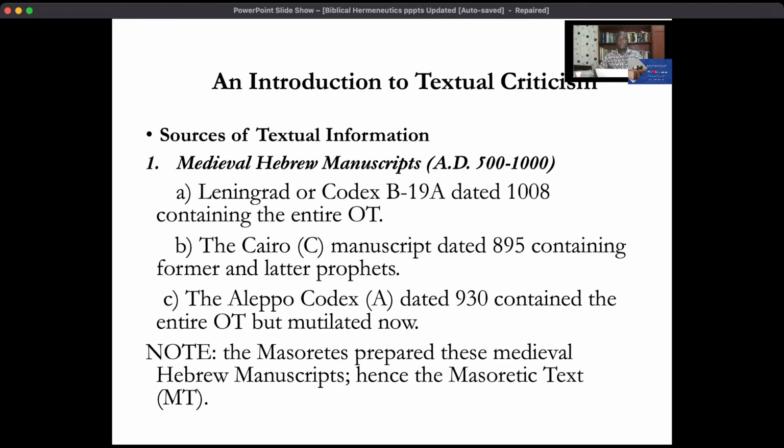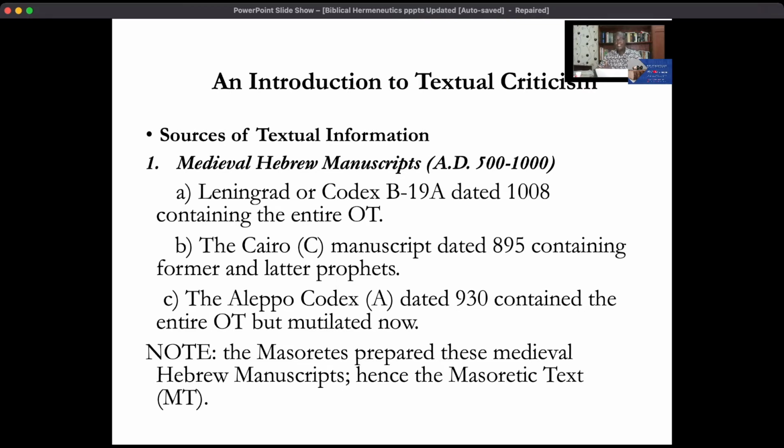Sources of textual information. To be able to establish the original wording of the Hebrew text or a passage in the Hebrew text, you must know the manuscripts that you have to consider. The first manuscripts that we are aware of come to us from medieval times. And so we call them medieval Hebrew manuscripts, because they were prepared or copied between AD 500 and 1000.